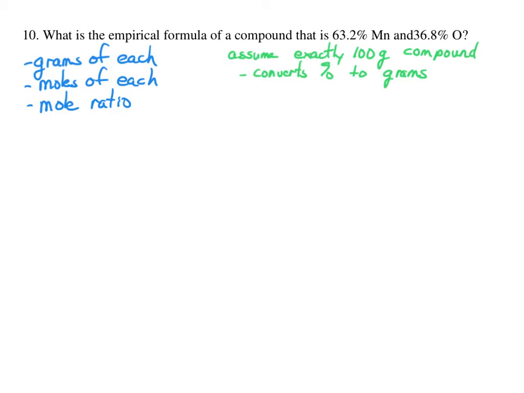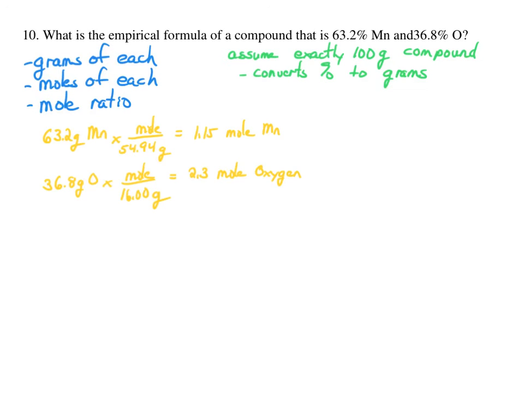The general protocol of an empirical formula problem is grams of each, moles of each, mole ratio. In this particular problem, we're given a percent composition of the compound, so we can assume exactly 100 grams of the compound, and this essentially converts these numbers expressed as percentages to grams. So we have grams of each. Next, we want to determine moles of each.